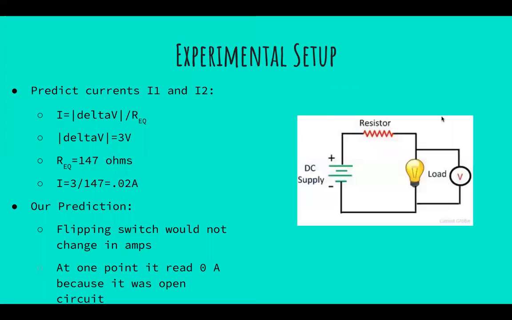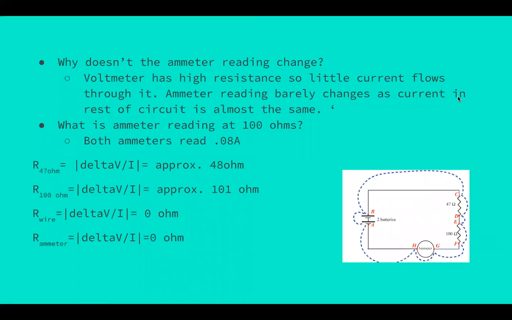So for our experimental setup, we were to predict the currents of I1 and I2. And here we have what the equivalent resistance is for R, which is 147 ohms, and I is equal to 3 over 147, which will give us 0.02 amps. So our prediction was that in flipping the switch, there wouldn't be a change in the amps. And when we did it, our prediction was correct. At one point, we read that there was 0 amps because it was an open circuit.